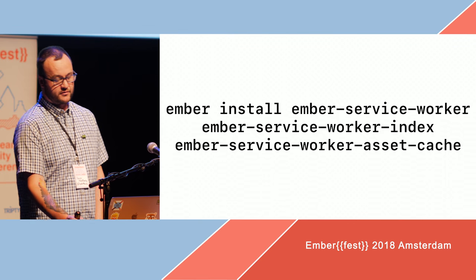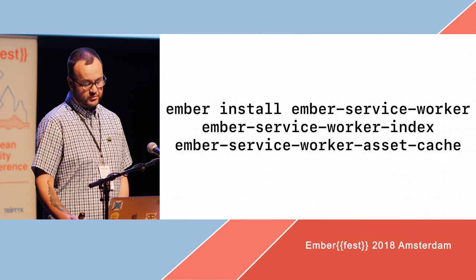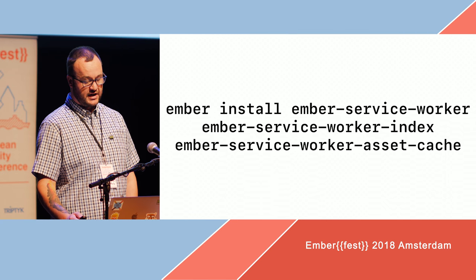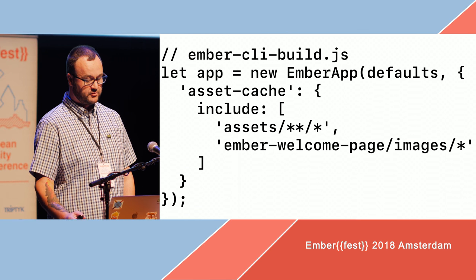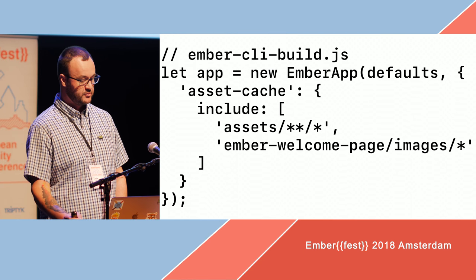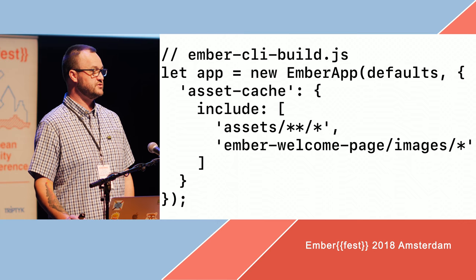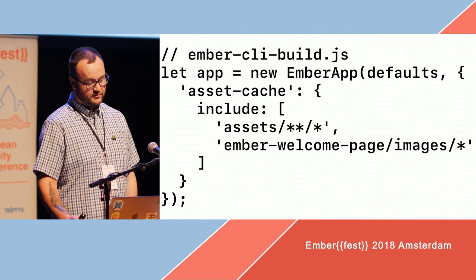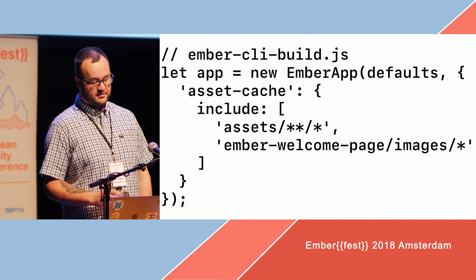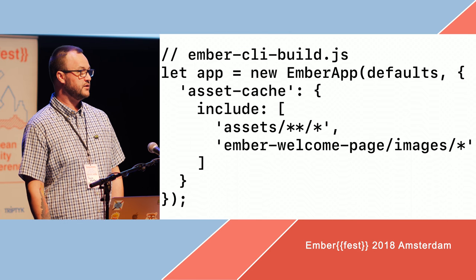So for the welcome page app, I would install the Ember Service Worker, Service Worker Index, and Service Worker Asset Cache. And again, a very minimal amount of config here because the Tomster image on the welcome page is actually not inside the assets directory. It's loaded from the Ember welcome page images directory. So we need to add that to the asset cache config.